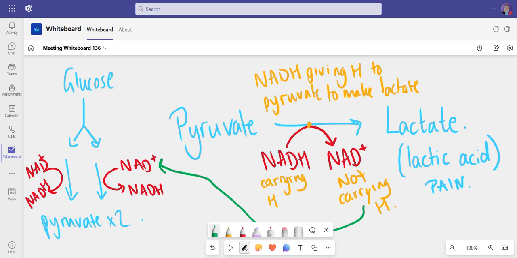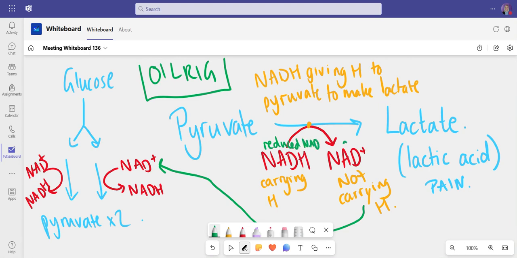Okay, now if we were to add some better language on here, we could say that this NAD here has been reduced. So all the time remembering our oil rig. So oxidation is loss, reduction is gain. Oh, apologies, I've done that the wrong way around, haven't I? So put that H back on there. This one here has got the hydrogen on it, so that's the reduced NAD. Okay, this one here has lost it, so we could say that one has been oxidized.